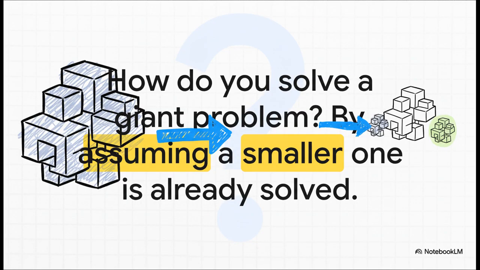How do you tackle a massive, complicated problem? You just make a leap of faith. You simply assume that the function you are literally in the middle of writing already works perfectly for a slightly smaller version of that problem. It sounds crazy, but it works.